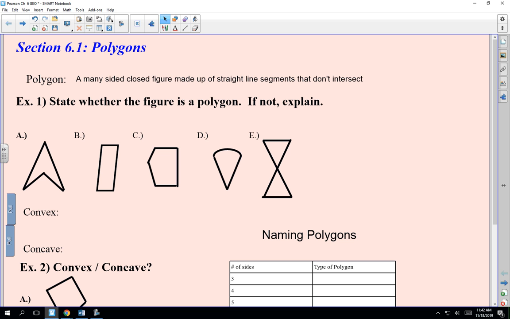That's the book definition, but better than the definition is like, what is a polygon, what's not? Just looking at a bunch of pictures and deciding what is and what isn't and why it's not.